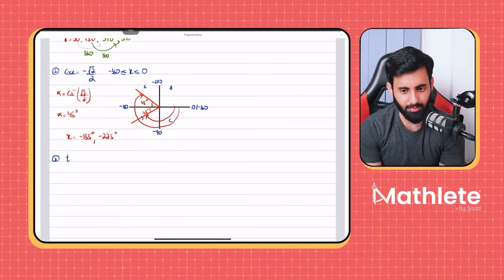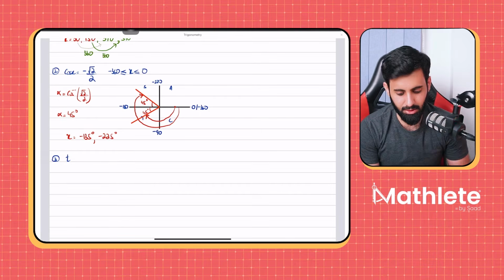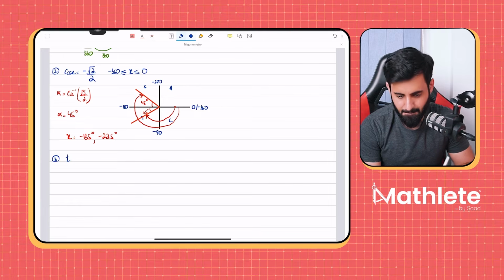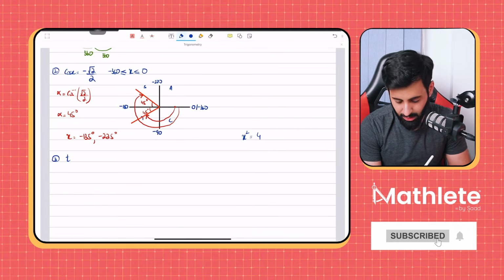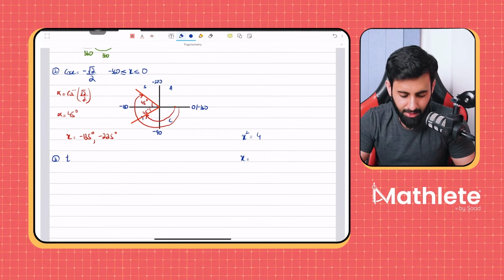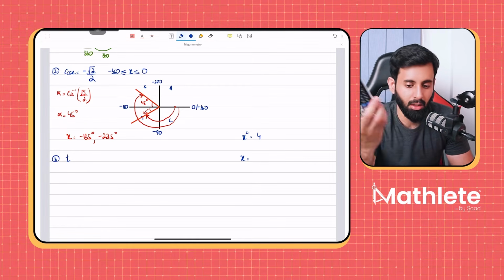Okay, my question: if x square is equal to 4, what is x equal to? Plus minus 2. But what if you use your calculator at this point? You find the under root 4. Your calculator gives you what? Just 2. So what does that mean?